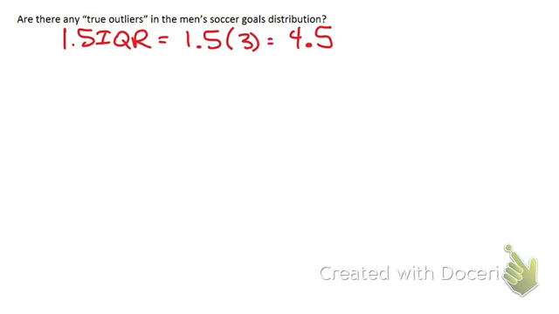Now, are there any numbers in our data that are bigger than 9.5? Yes. What are they? 11. Guess what that means about 11? It's an outlier. 11 is an upper outlier.